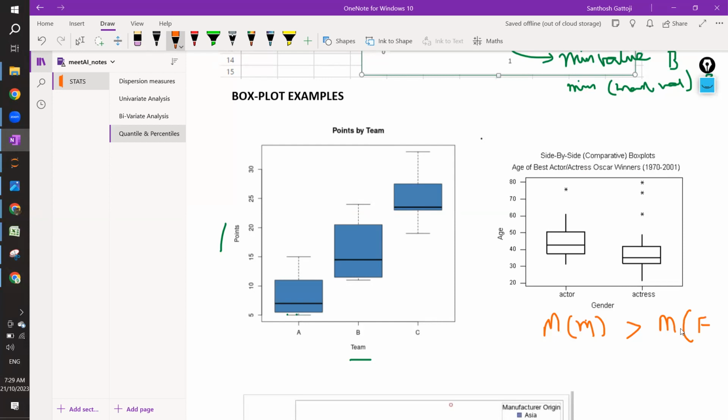That means, looks like they're having more life. I mean more life in the sense of acting life, because the median is a bit higher. That means it is having the maximum number of values below here and also above here. That means it's having a longer acting career, obviously. Fine. So any other observation can you make from these graphs?